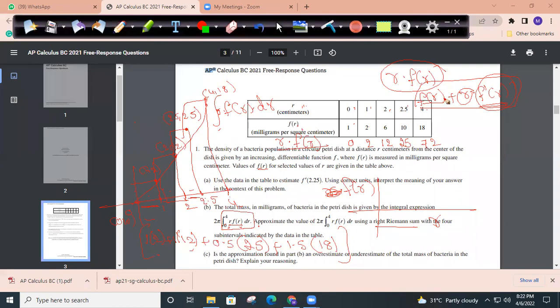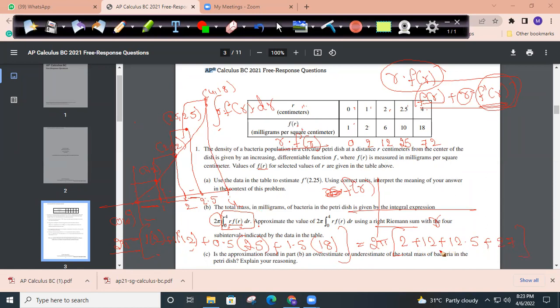If it is not clear, I'll open the whiteboard and explain it to you again. So this is r into f of r using the right Riemann sum, but there is something called 2 pi also. 2 pi is not relevant to me. It is before the function, so I need to multiply this with 2 pi. So we'll simplify. This is a calculator based question, so you can definitely use a calculator. 1 into 12 is 12. 0.5 into 12.5. 1.5 into 18. 18 plus 9 is 27.